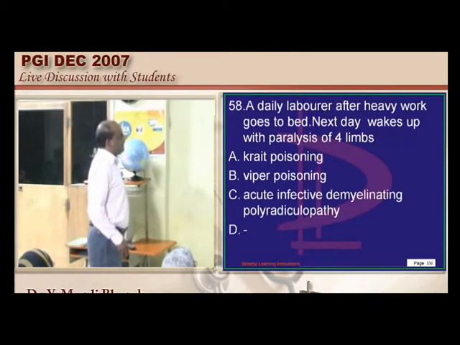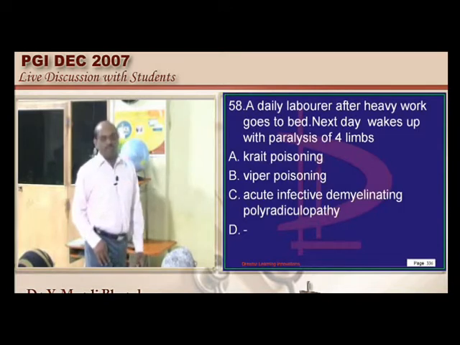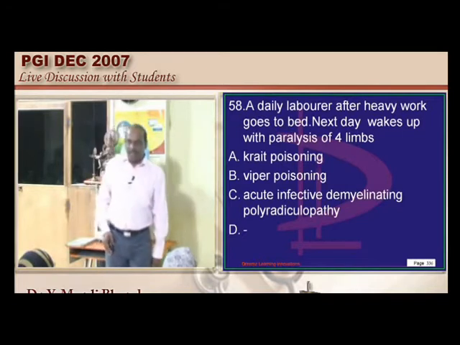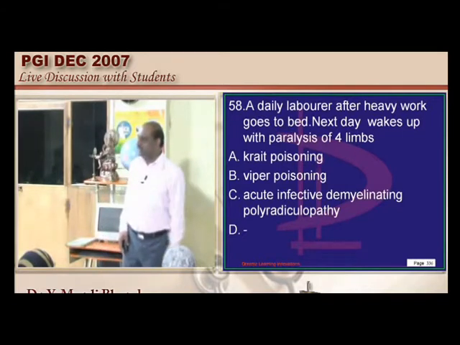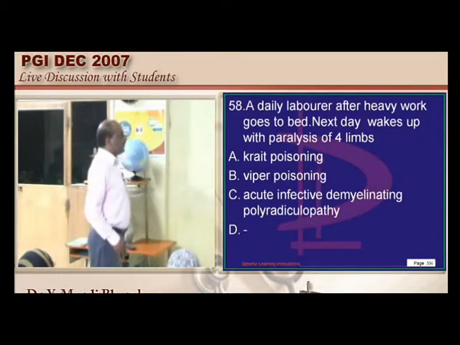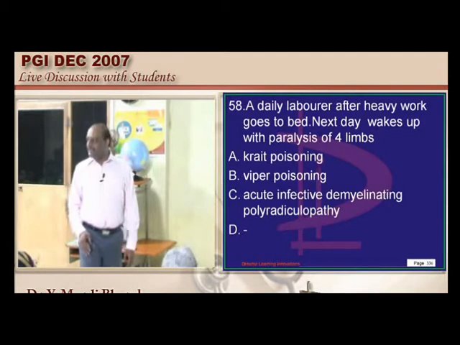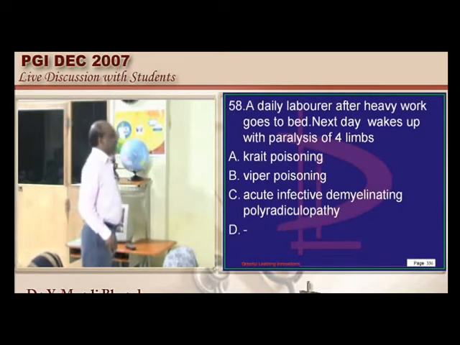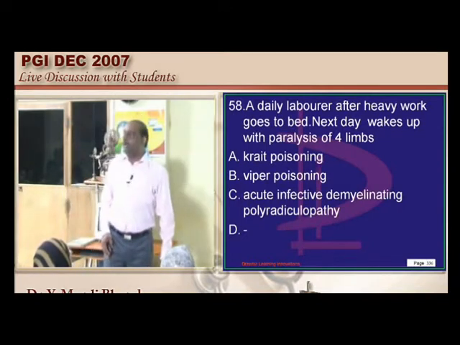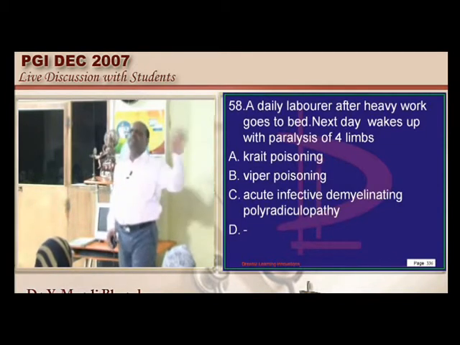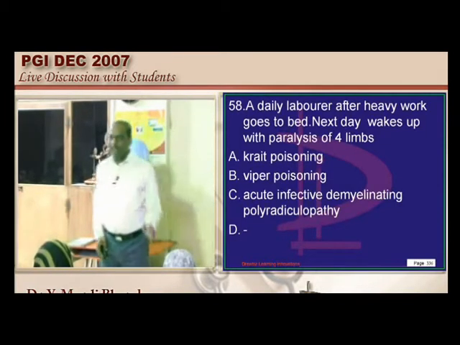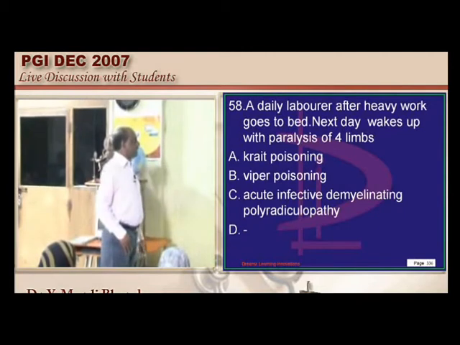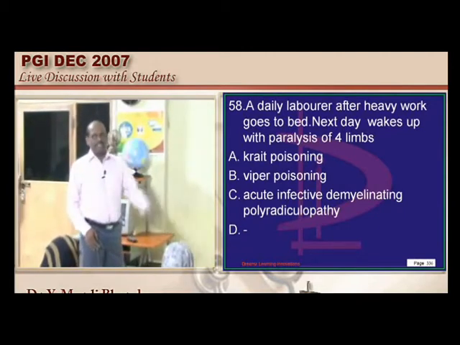A daily laborer, after heavy work, goes to bed and the next day he has paralysis of all four limbs. Was hypokalemic periodic paralysis an option? I would like to know from those who took the exam. It's not there. Then I could not find a possibility of a viper or a kite biting him. Is there any logic in some rare page of a forensic medicine textbook? I'm not sure. Acute inflammatory demyelinating polyneuropathy is a possibility, but the question is, a history of fever will be there in Guillain-Barré syndrome. So is a history of fever there in the history? It is not there. So I'm not quite sure what the possibilities could be. Still, two options were not recalled.